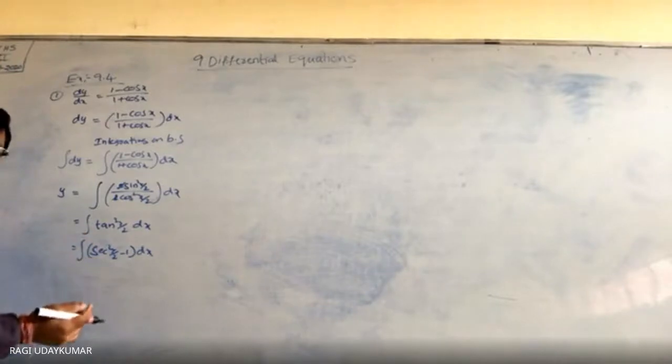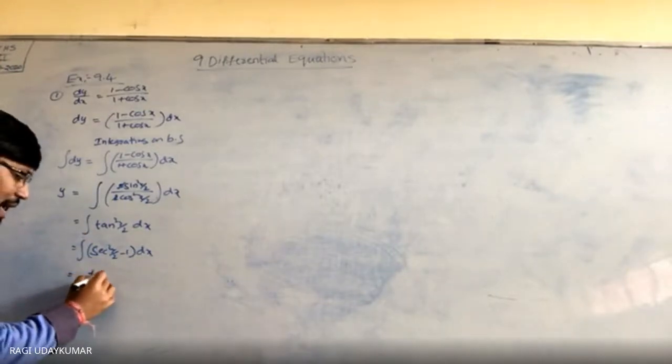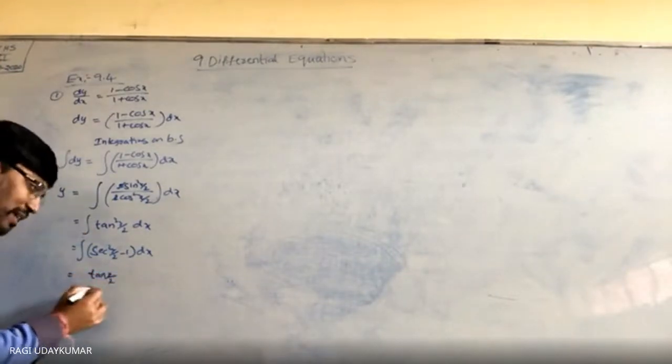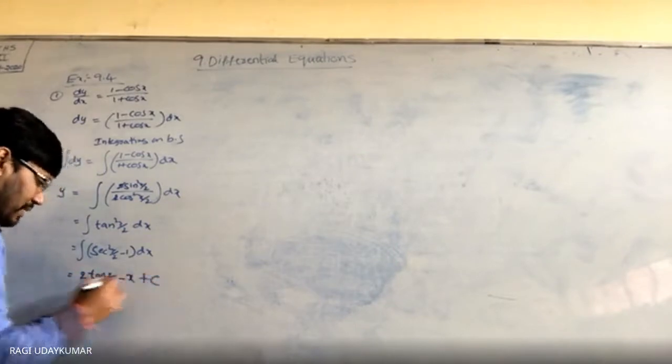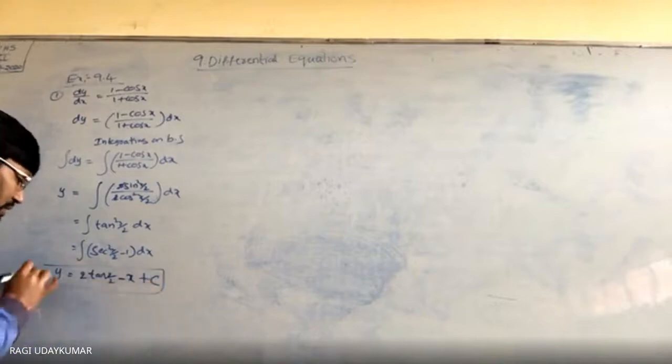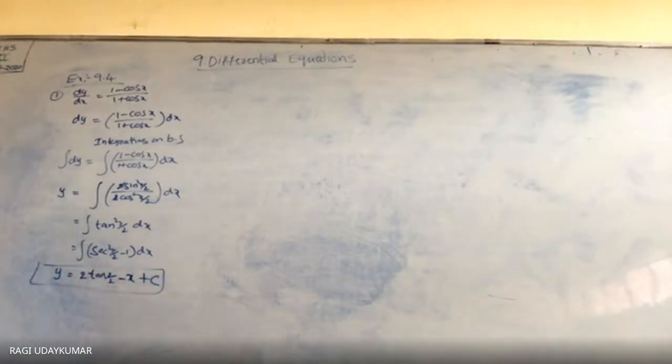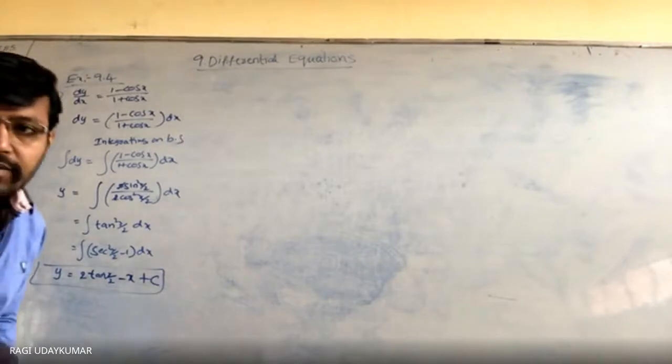What is the derivative of tan x by 2? Secant square x by 2 integrates to tan x by 2 by 1 by 2. So 2 comes into the numerator. Minus x plus c. So this is y. So this is the solution of the differential equation. If you want to check it, differentiate it and check, then automatically you are going to get this one. So this is the way to find out the variable separable.